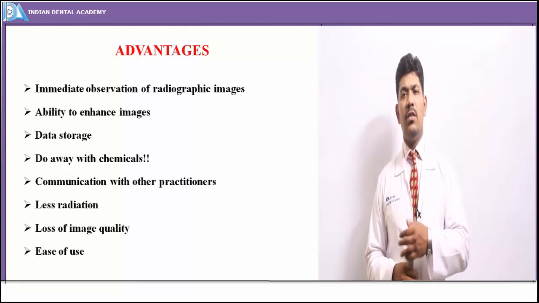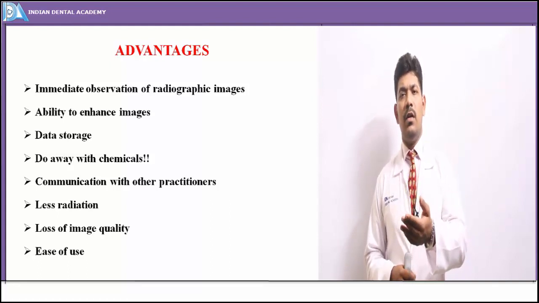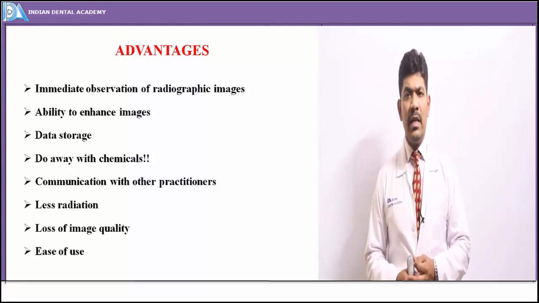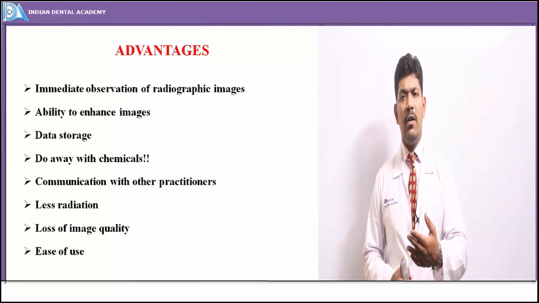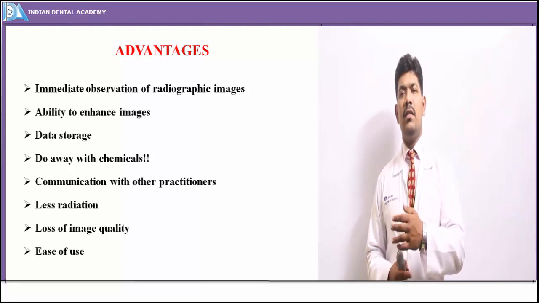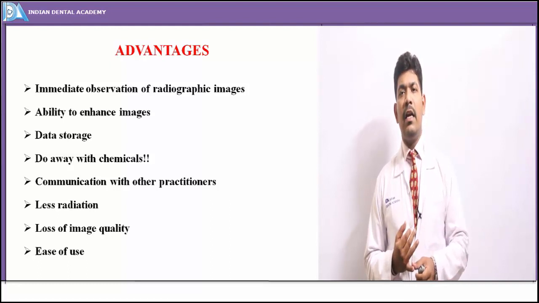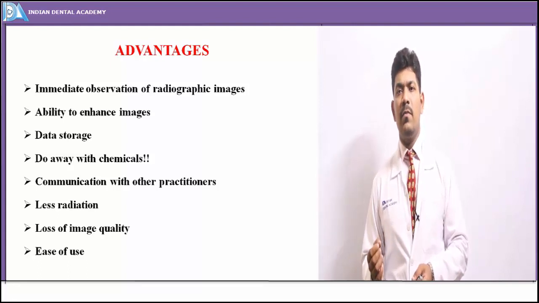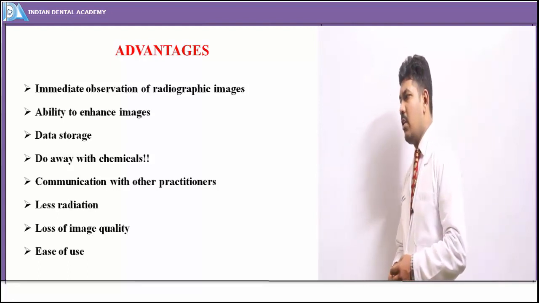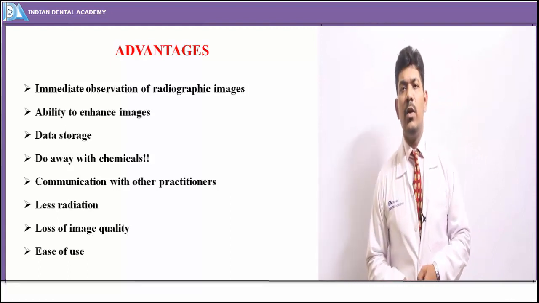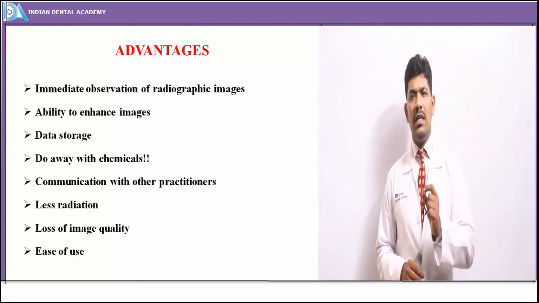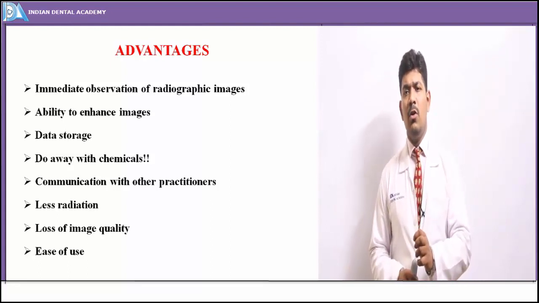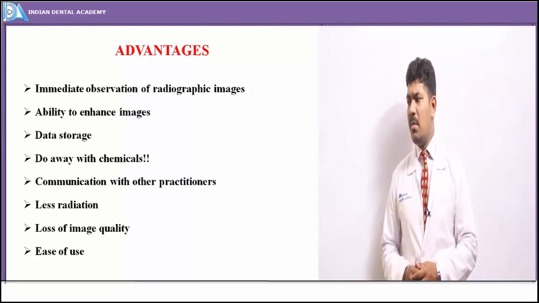Communication with practitioners. Since we are using a soft copy, which is the basic mode by which these images are displayed, it can be easily transferred via JPEG files or TIFF files and sent to other practitioners without any worry about image loss or damage to the image properties. Lesser radiation, as I told you, there is an 80 to 90% reduction in the radiation dose for a single exposure. That is one of the primary, the foremost of all the advantages of digital imaging.